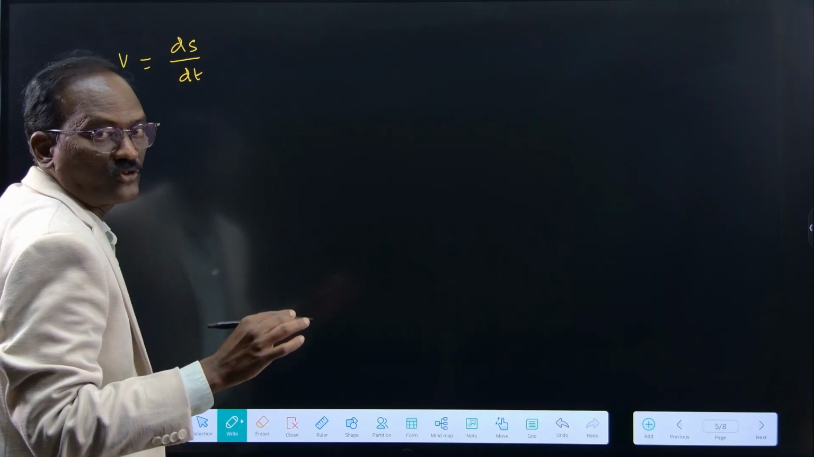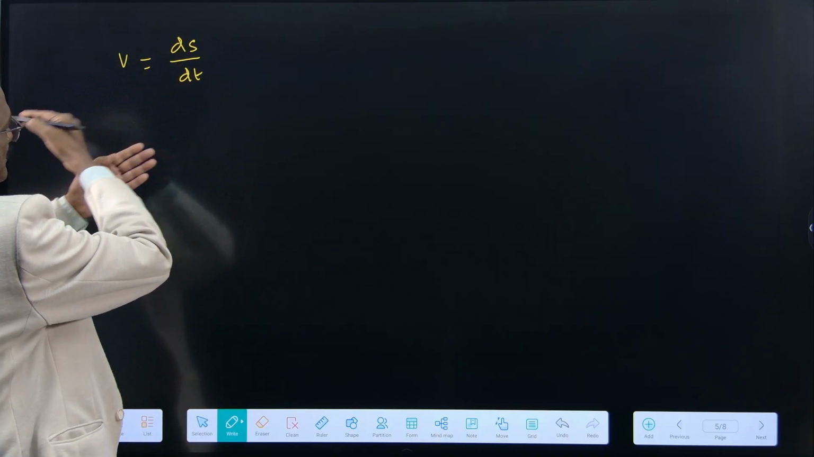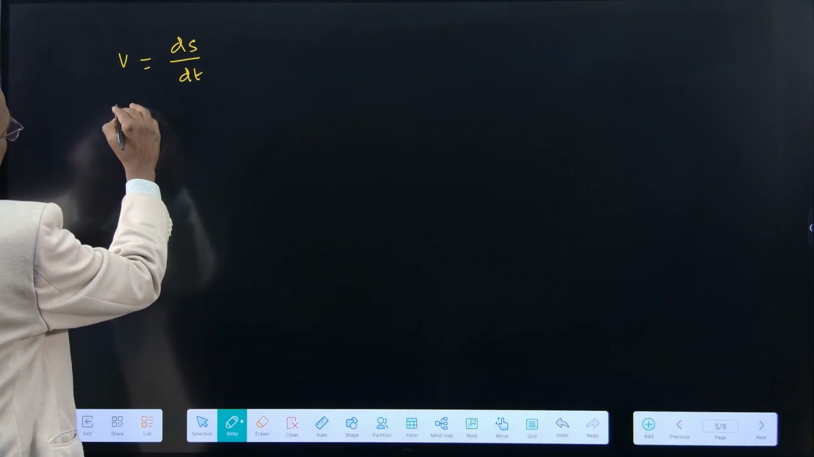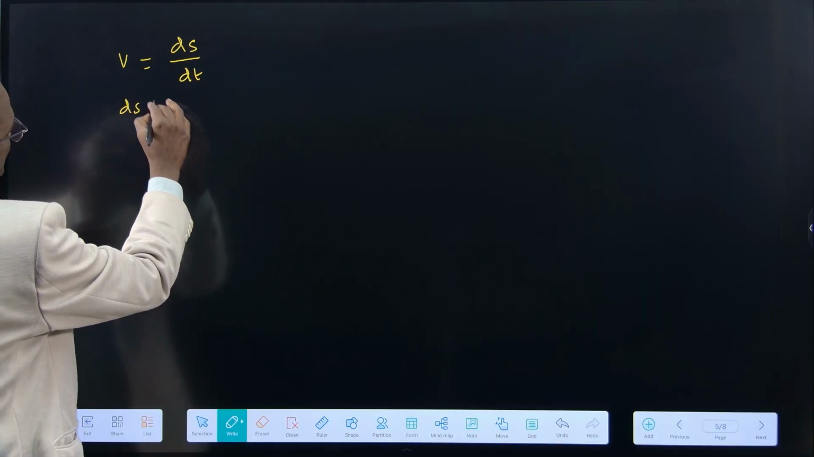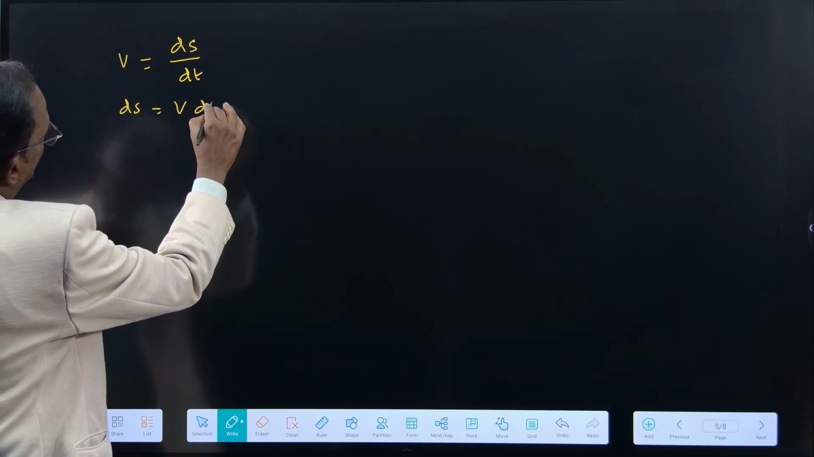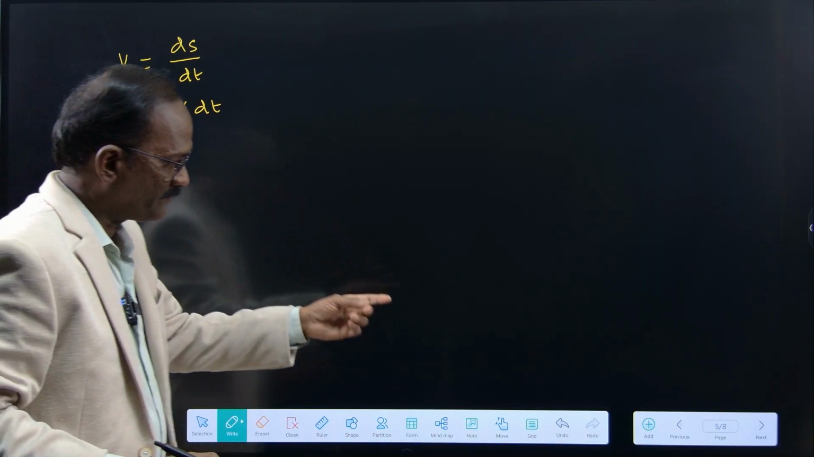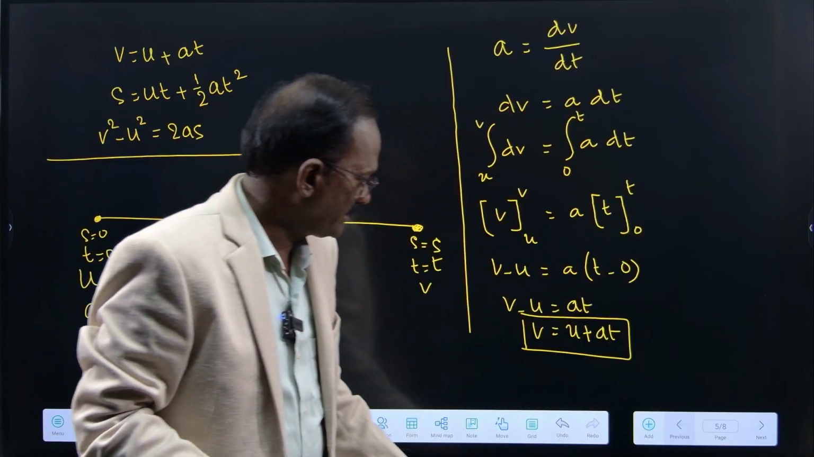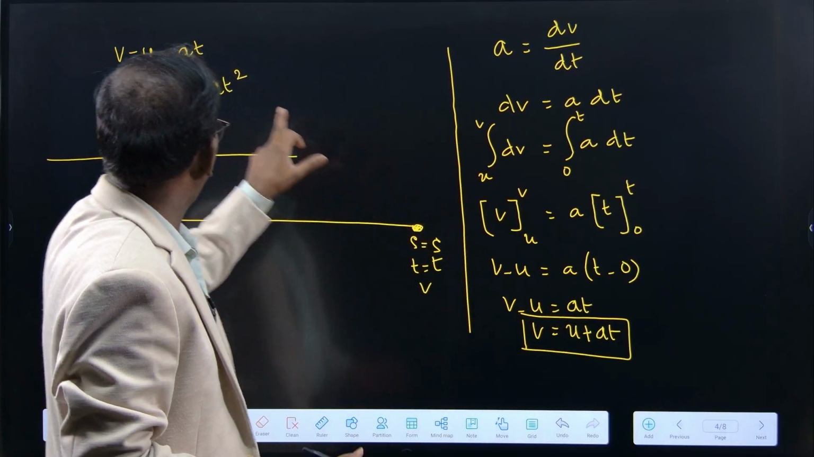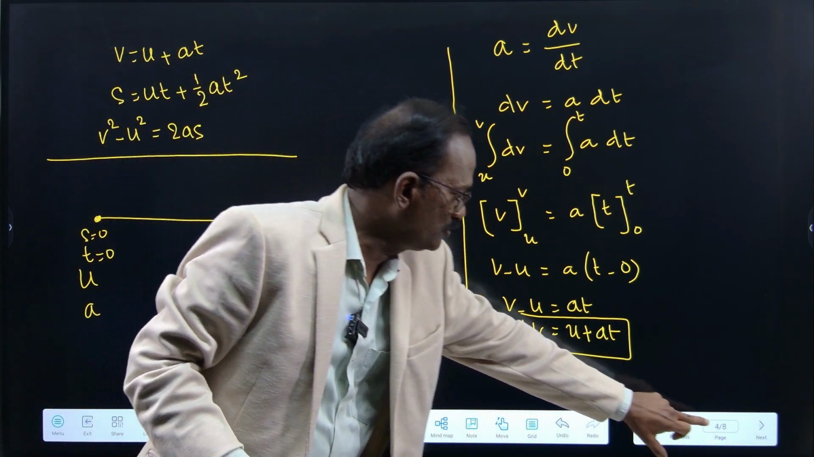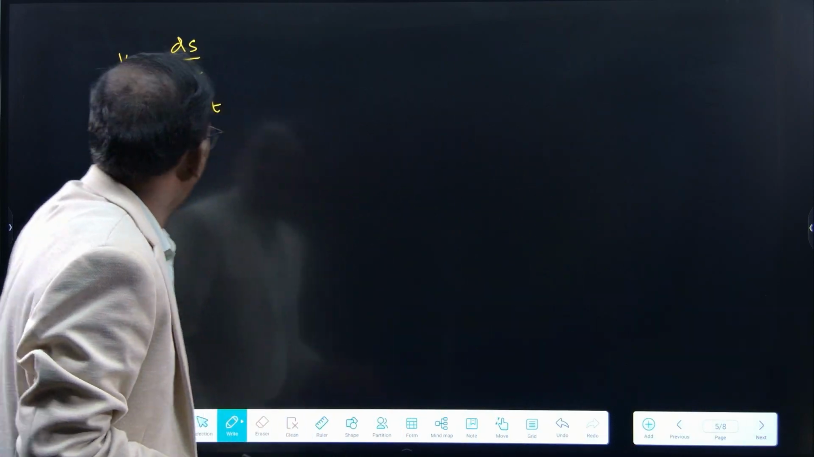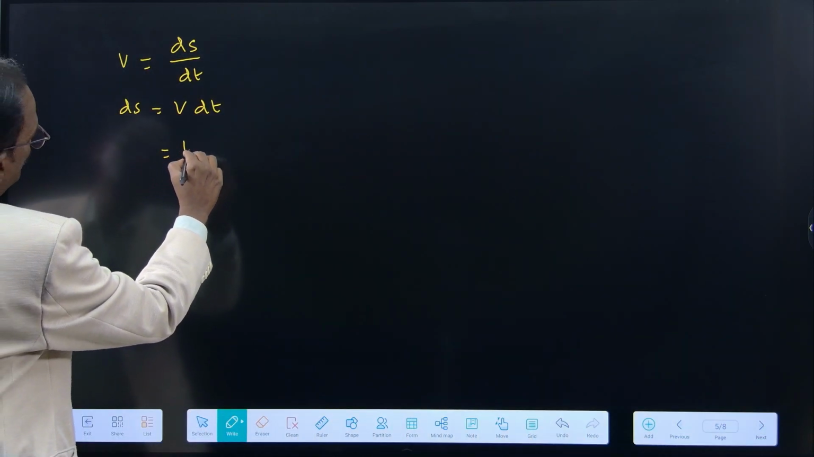Change in displacement over change in time. Again, we will separate the variables: ds is equal to v into dt. Just now we have derived it: v is equal to u plus at. That is equation number 1. I want to substitute v is equal to u plus at here.